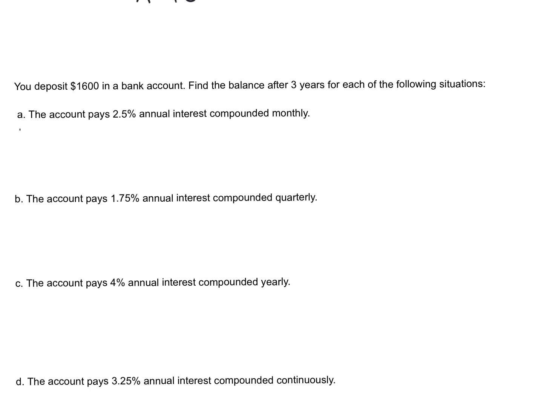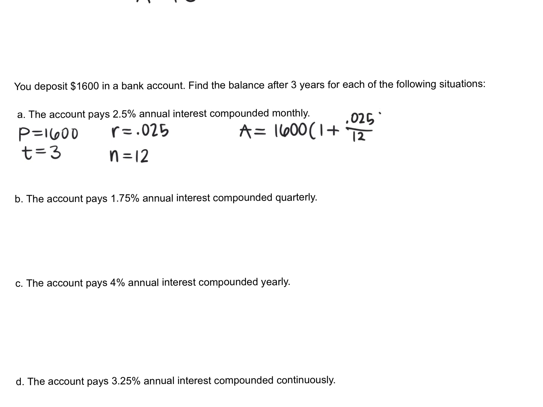So we have our initial amount, so P is $1,600 and T is 3, and that's going to be true for all of these. For this specific problem, I now have R is 0.025 because 2.5% as a decimal, and N is 12. So I'm going to plug that into my compound interest formula. So I have A equals 1,600, 1 plus 0.025 over 12 and then our exponent 12 times 3.